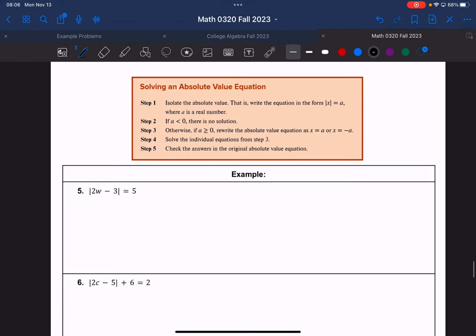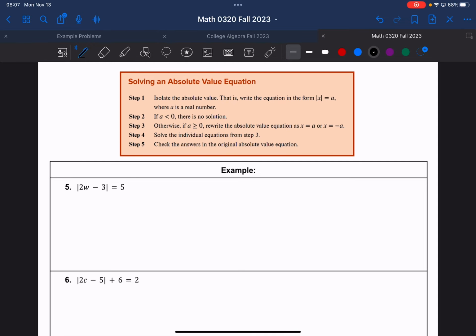Okay. Now we're going to look at a little bit more complex version of these absolute value equations. And in that red box at the top, it gives us some steps that we can follow. So the first step, it says to isolate the absolute value. So we were already doing that in the first couple examples where we made sure the absolute value was by itself. Then it says if A is negative, the answer is no solution. So we already know that part.